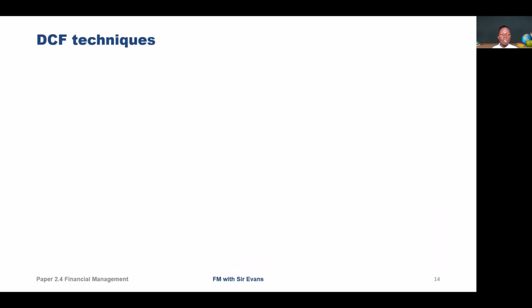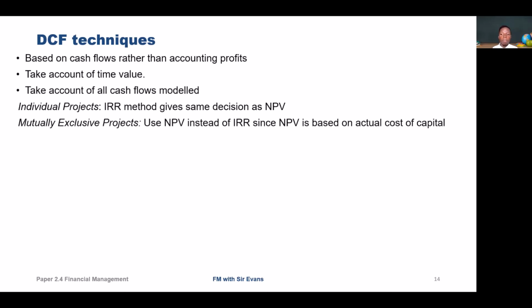Now, these discounting cash flow techniques, that's NPV and IRR. Both techniques are based on cash flows rather than accounting profits, which are easier to manipulate and more difficult to interpret. Both techniques take account of the time value. Both techniques take account of all cash flows that are modeled and not just those in the payback period. So that's the characteristics of these two methods.